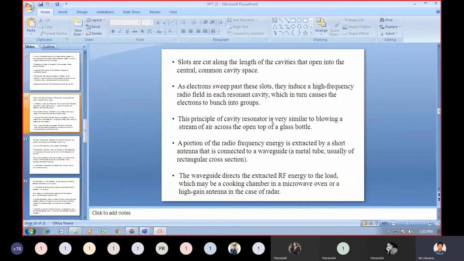This principle of cavity resonator is very similar to blowing a stream of air across the open top of a glass bottle.